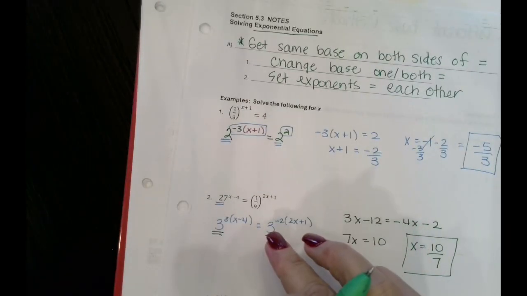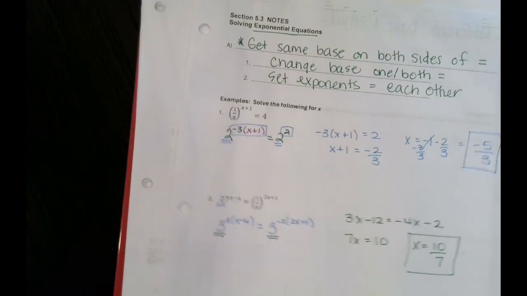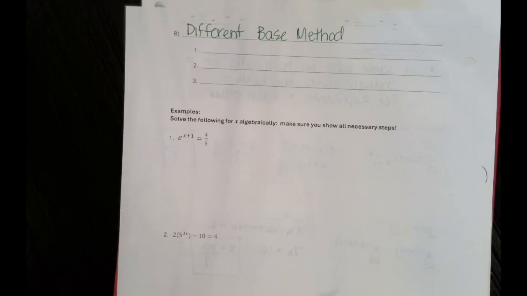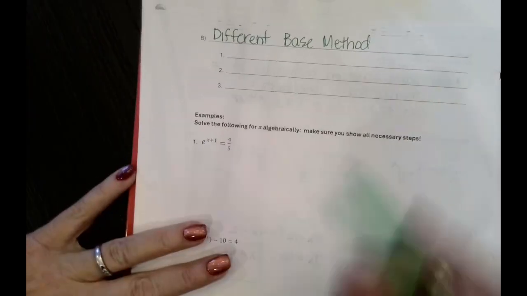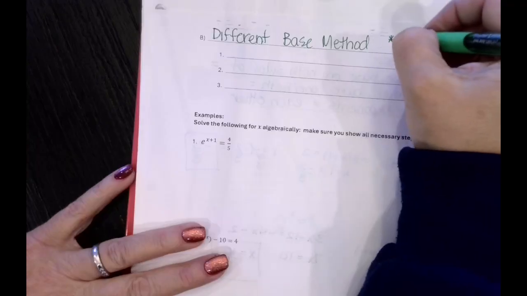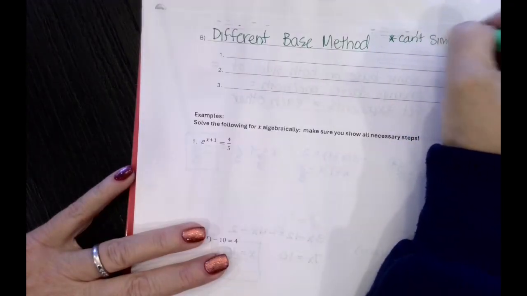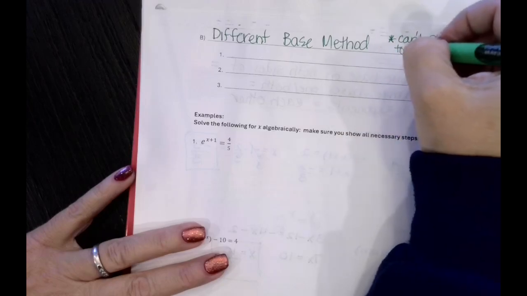All right, so if I go back over here, every one of these problems that I was able to do, I was able to get the same base. But sometimes you can't get the same base. So here's how we're going to solve this. So different base, which means we can't simplify to the same base.